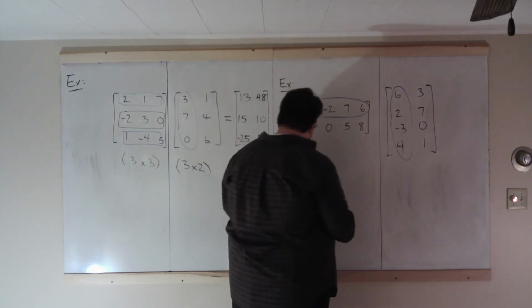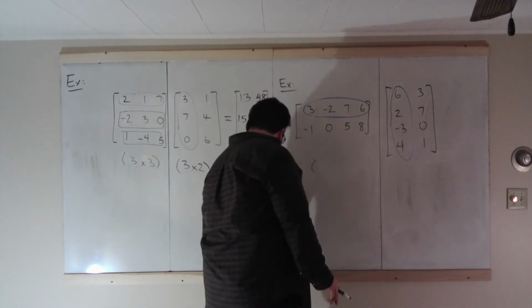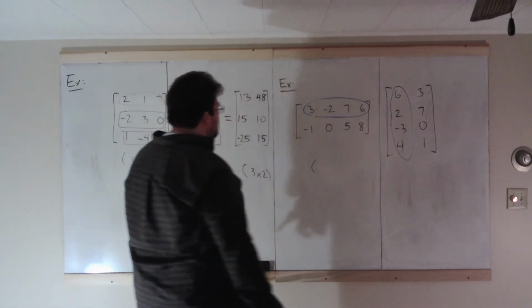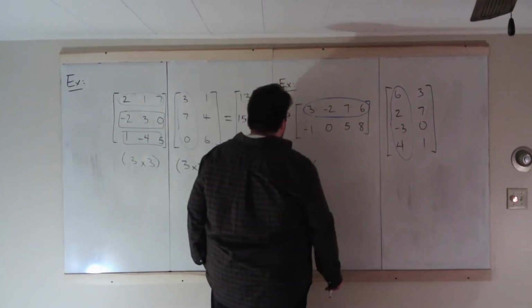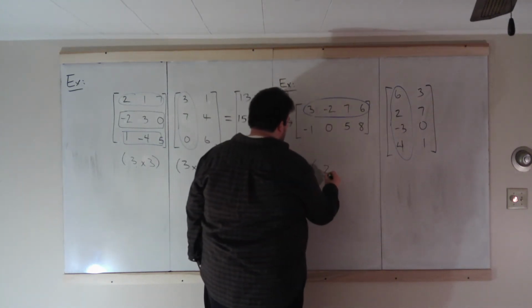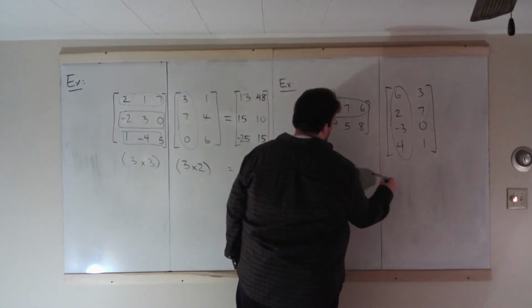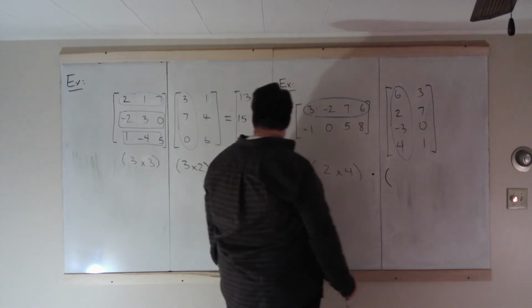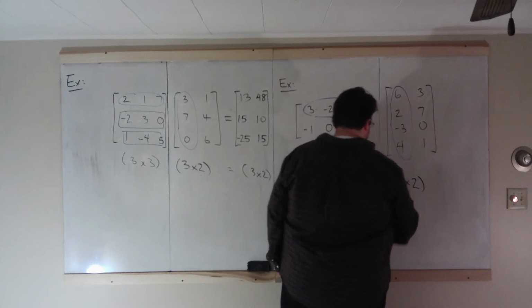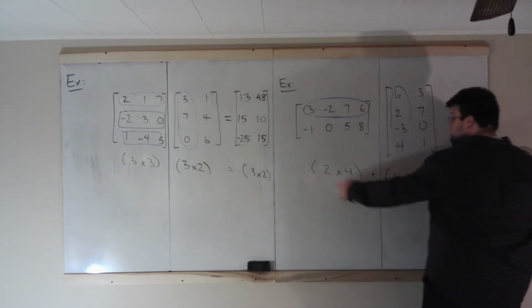Sorry, I get rows and columns mixed up all the time. I always have to remind myself rows go horizontally. I'm assuming it's related to how I don't know left from right off the top of my head. Rows, the horizontal: there are 2 rows and 4 columns. There are 4 rows and 2 columns. The middle numbers match, so our final answer is a 2 by 2.